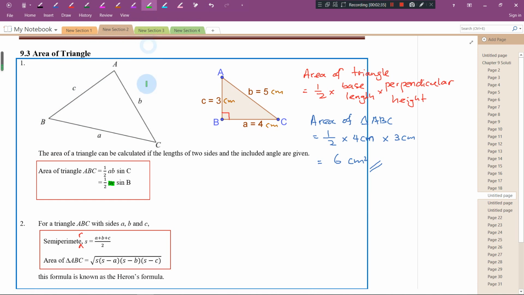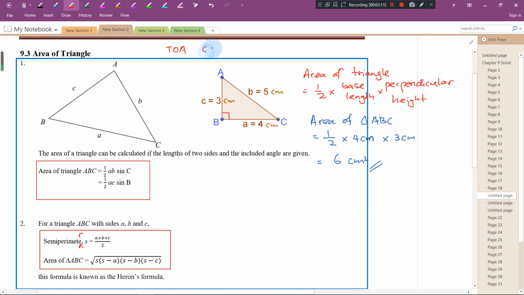How about if we use side lengths B and C? Same thing, we need to add 1/2 BC. Then we have to use angle A: 1/2 BC sine angle A. Now let's try to use this method to get the area of this right angle triangle.